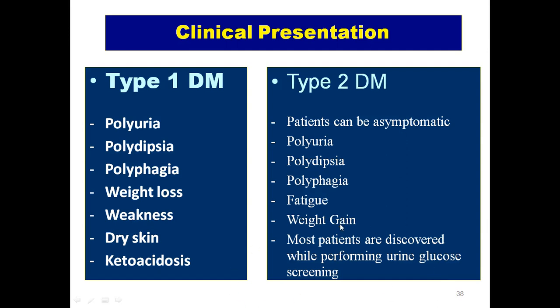When type 2 diabetic patients who are on treatment start having weight loss, develop the polyuria, polydipsia, then you have to consider that they are now developing insulin insufficiency, insulin deficiency, and now they will be needing insulin treatment.